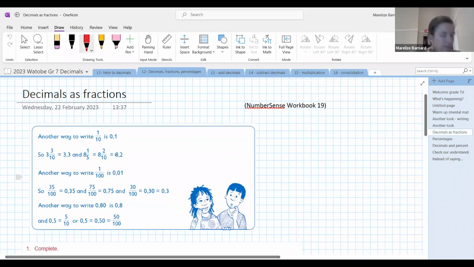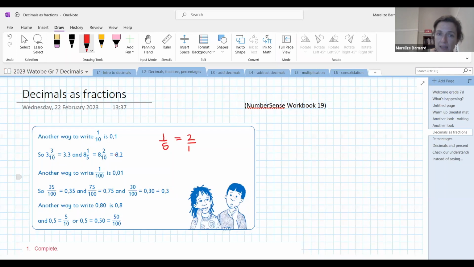So let's see. I think we've seen now that another way to write a tenth is to say that it's 0,1. So if I have 3 and 3 tenths, then that will be 3,3. And 8 and a fifth, we can say that's the same as 8 and 2 tenths, because a fifth is the same as 2 tenths. And as a decimal, that will be 8,2.